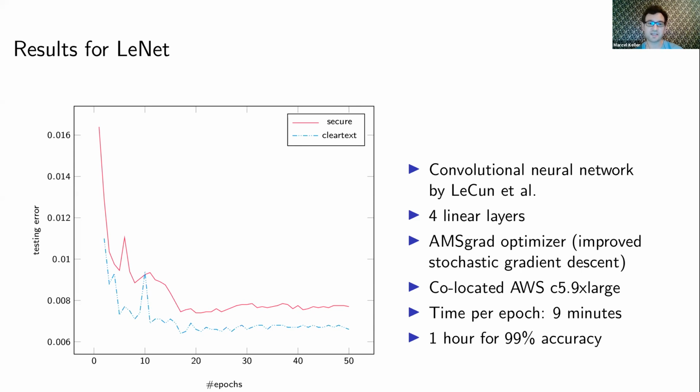So on the left side, you can see how the testing error goes down. So you run on a training set, and then there is a 10,000 image test set, and you look at how correct you are on the test set. And as you can see in the graph, we are, I would say, marginally worse than running the same training algorithm in clear text. And that is probably because we use a lower precision with the fixed point quantization, and also for the various mathematical functions we compute.